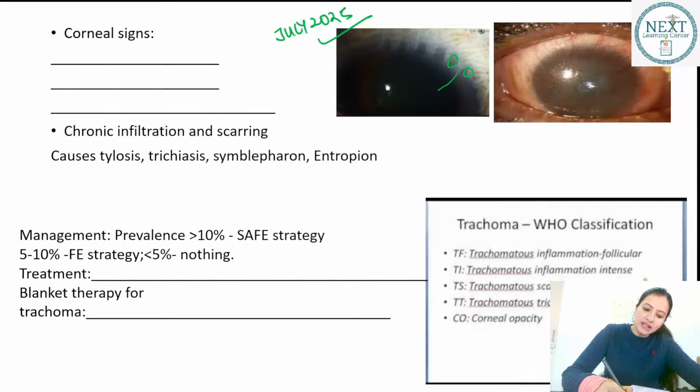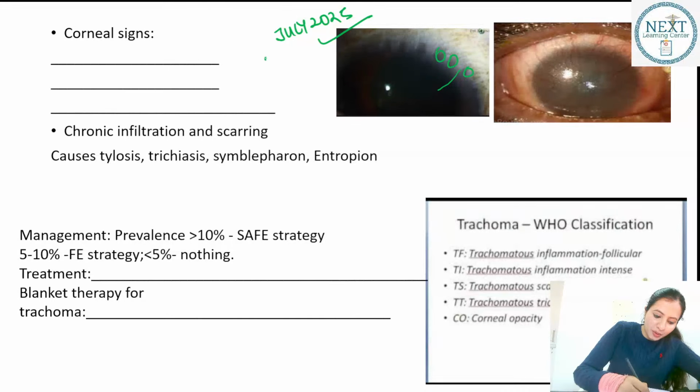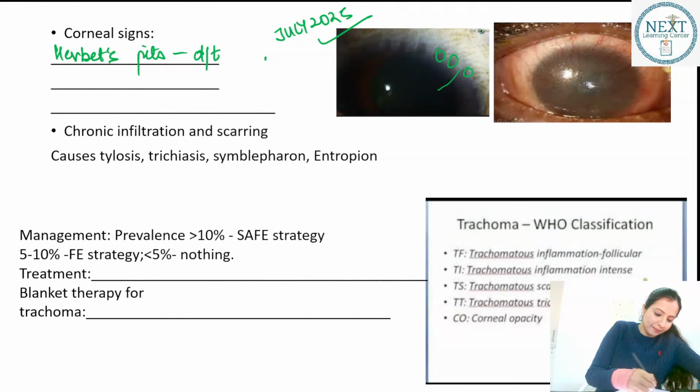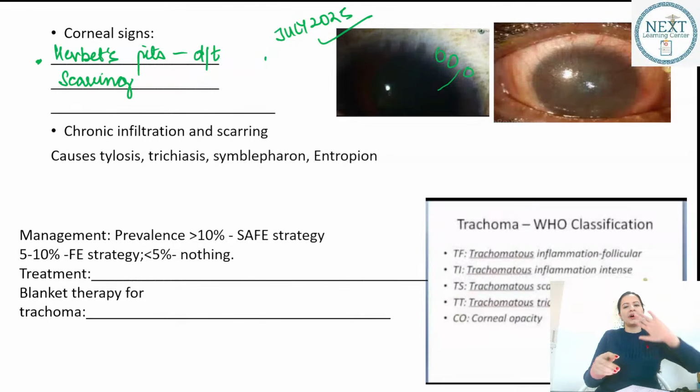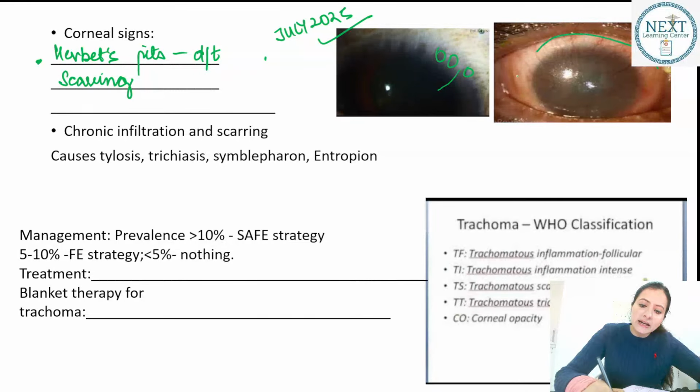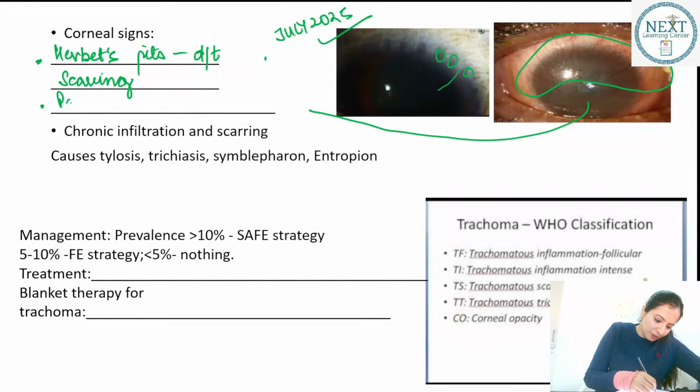These depressed lesions on the limbus, these are known as Herbert's pits. These are again due to scarring. If you see, then scarring is very common in trachoma. Everywhere from conjunctiva to cornea to eyelids, scarring is the key of this disease. Then if you look here, what is this? This is your pannus formation.